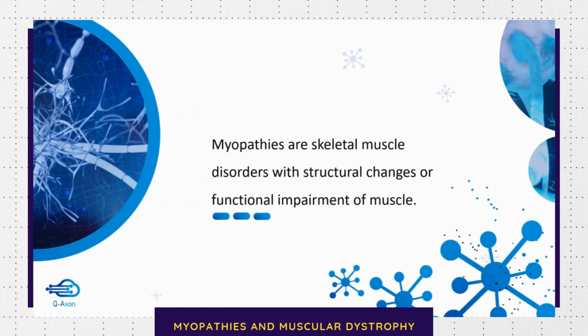So what are myopathies? Myopathy is a general term referring to any disease that affects the skeletal muscles. Now, these are very rare disorders and are accompanied by structural or functional changes in the muscle, leading to muscle weakness. Some of the myopathies are genetic and can therefore be passed on from parents to children.